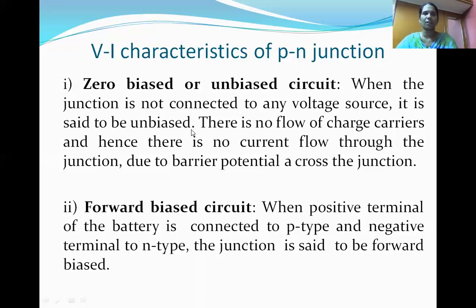That means if the PN junction diode is not connected to any battery, then we say the diode is under zero bias. Then there is no flow of charge carriers, hence there is no current flow through the junction due to the potential barrier across the junction.